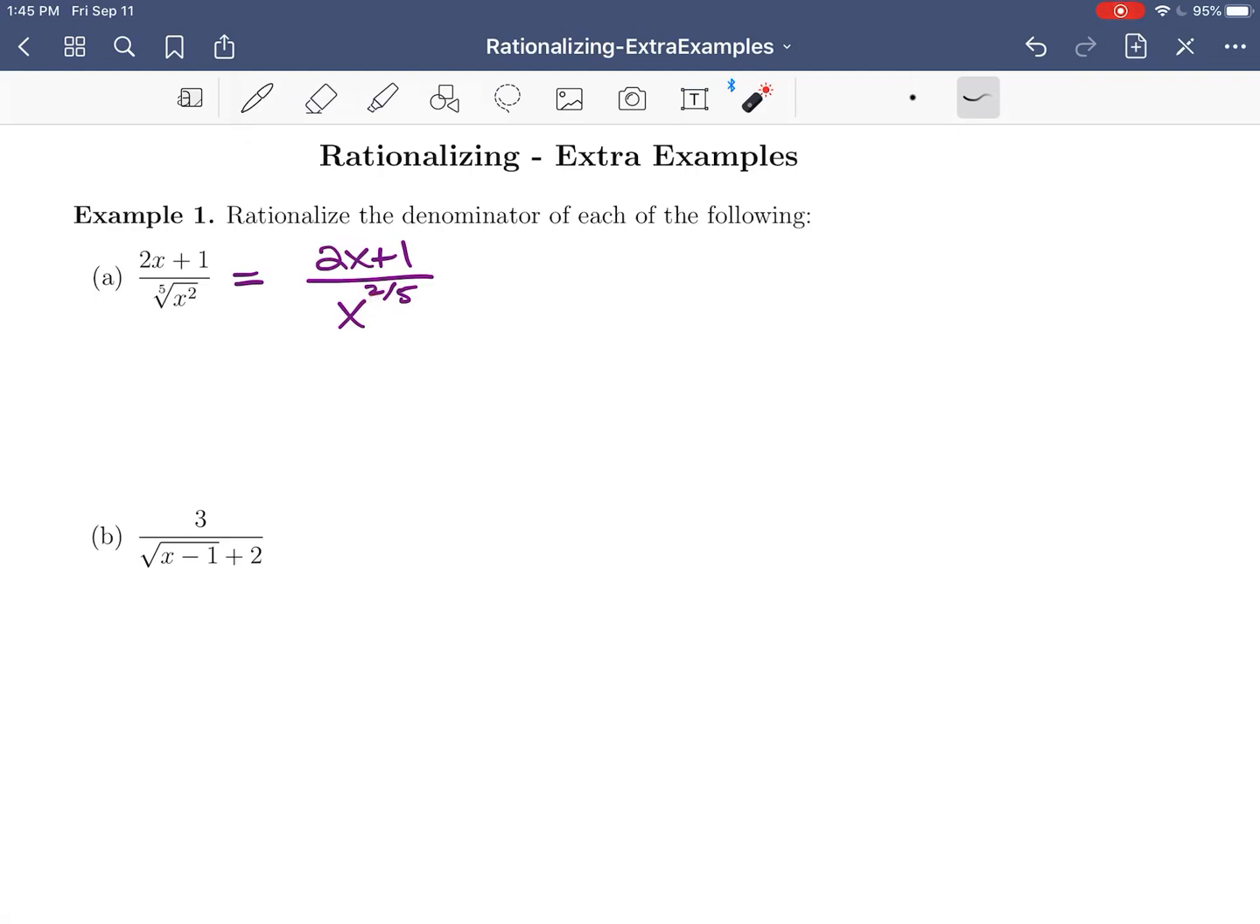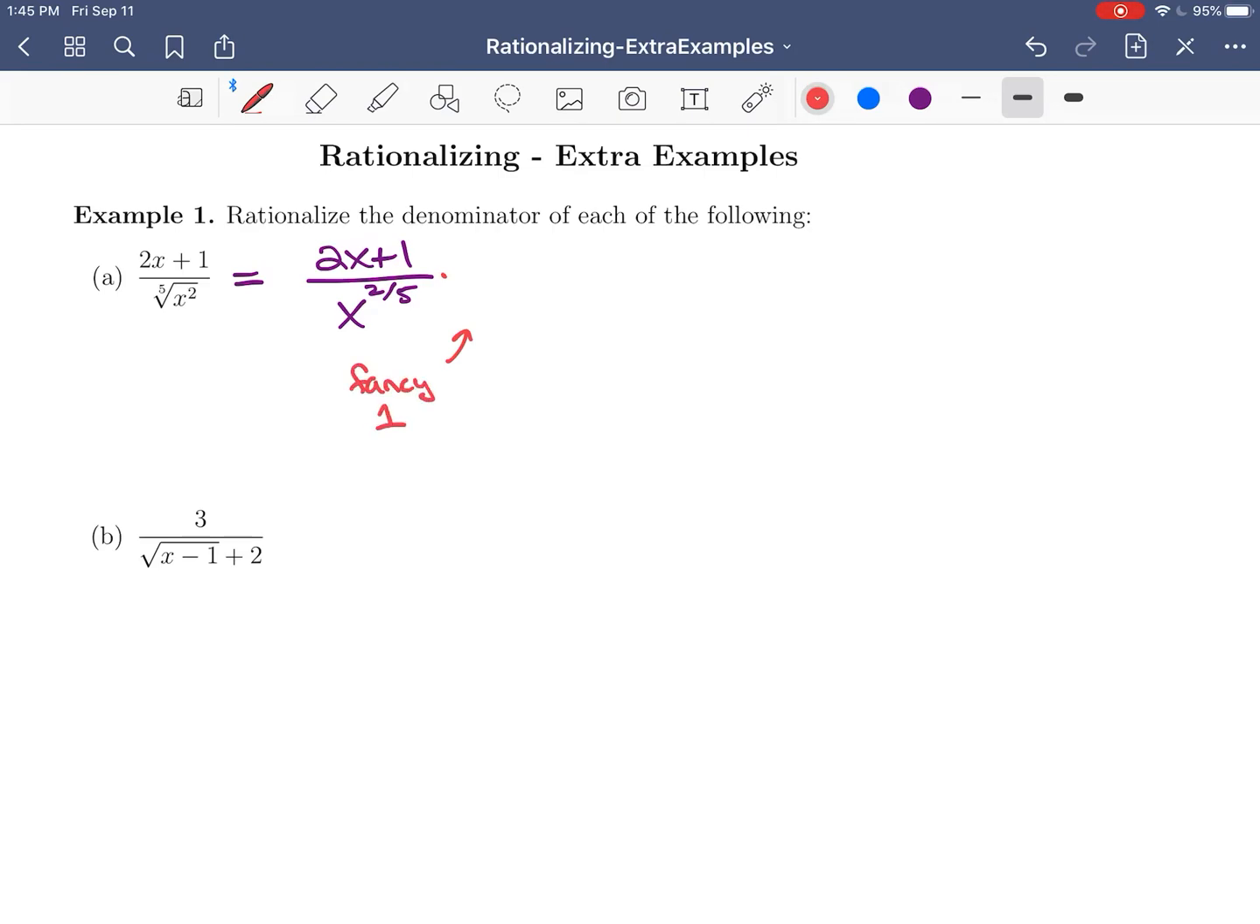So what we want to do is manipulate this expression so that on the denominator we don't have any fractional exponents. So we only want integer exponents. That's what it means to rationalize. So no more roots down there. So in this case, what we want to do is multiply by a fancy 1.